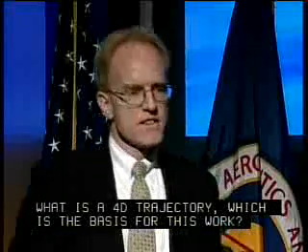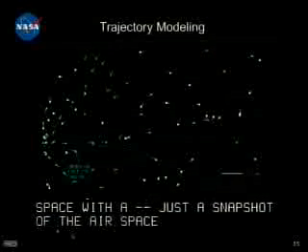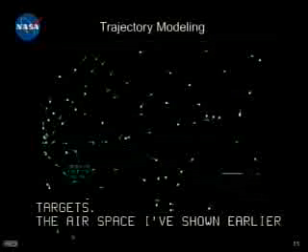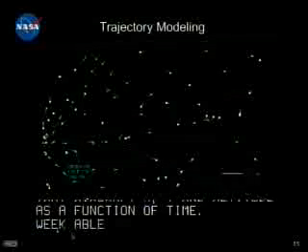Okay, so here's a little piece of airspace with just a snapshot of the airspace with a bunch of targets. This is the airspace I've shown earlier. And so there are basically 4 pieces of information that we need to build a 4-dimensional trajectory for every aircraft. And a 4-dimensional trajectory is a prediction of that aircraft's X, Y, and altitude as a function of time.